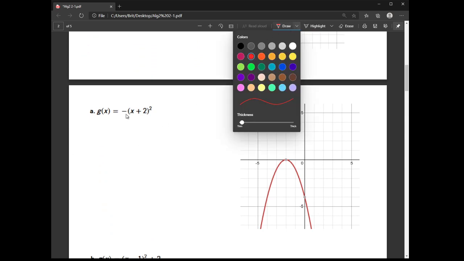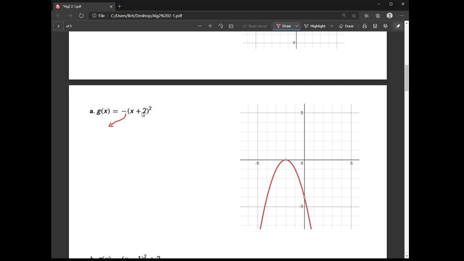So here we go. We have a negative being multiplied outside the parentheses. So that's a vertical change. A negative is a reflection. Now this is an imaginary 1, right? So 1 is neither a stretch or a compression because a scale factor of 1 just keeps it the same. So it's just a vertical reflection here.